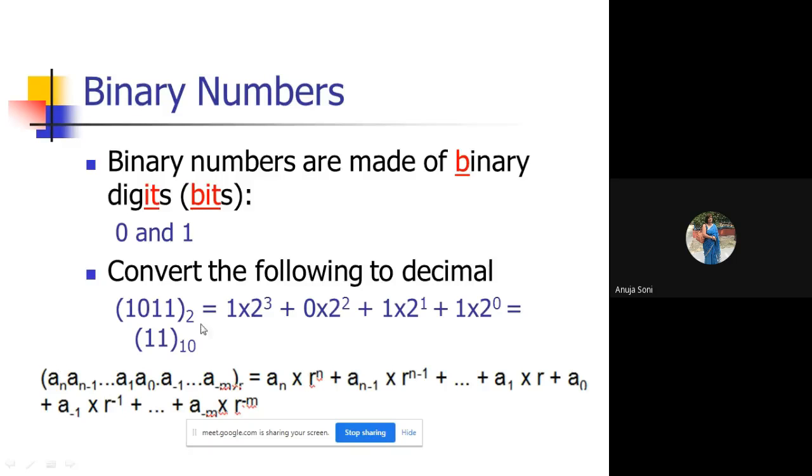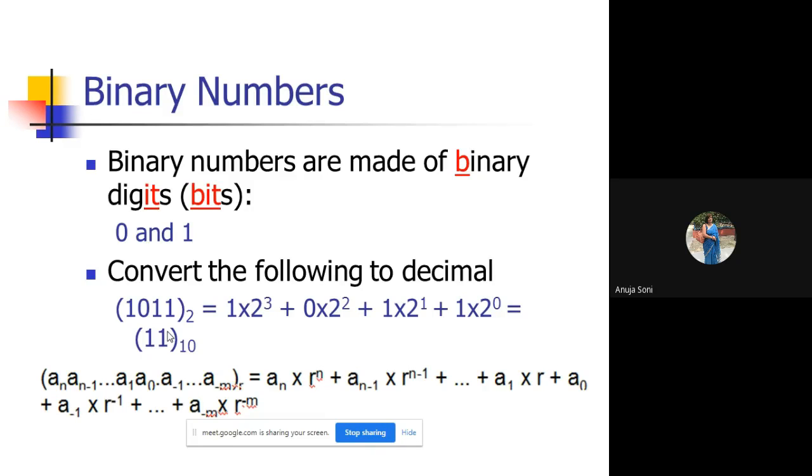Like, this is the simplest example. This is a given binary number 1011 having a base as 2. It needs to be converted in decimal form. We have to apply that formula, and by applying that formula, ultimately we'll get this value 11 having a base as 10 on right hand side. This will be your final decimal value.